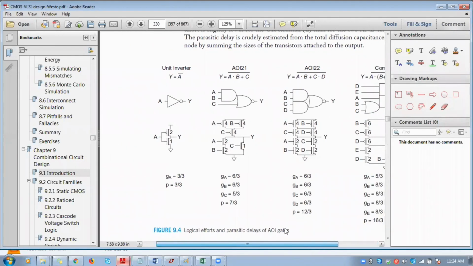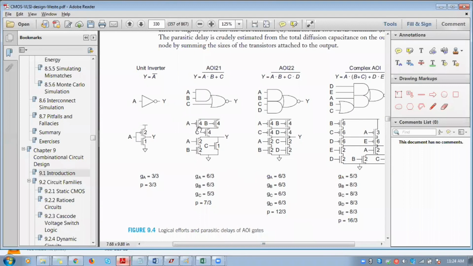In order to calculate the logical effort of a particular input separately, if you see A, you will have 4 units of input capacitance due to PMOS and 2 units of input capacitance due to this NMOS. So 4 plus 2, 6. The input capacitance of the unit inverter is 3. So 6 by 3. So that is the logical effort of this particular circuit for the input A.